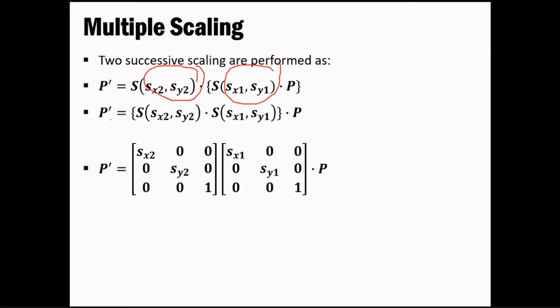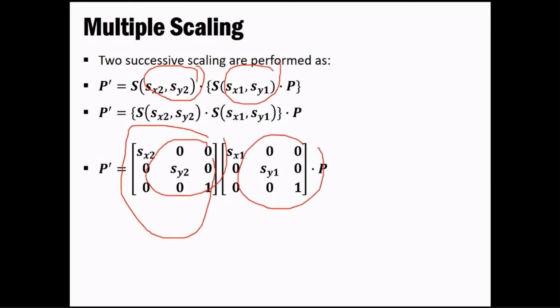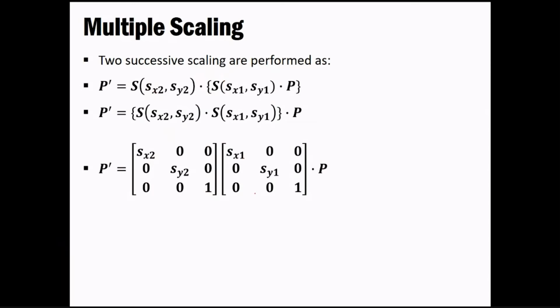If you are considering multiple scaling, again the same thing is written over here. The very base form that we have seen in the last lecture, that is sx1, 0, 0, 0, sy1, in this case. Similarly, for another thing, if it is for successive scaling, then you have to take that thing over here in the matrix form. And then you just have to multiply both of these.